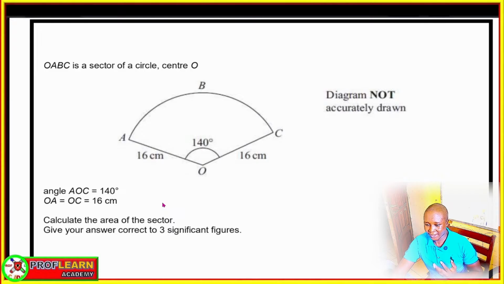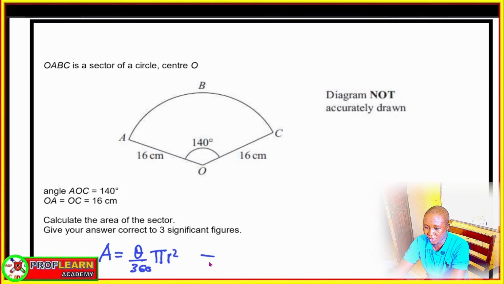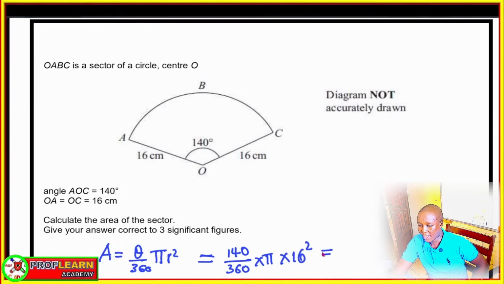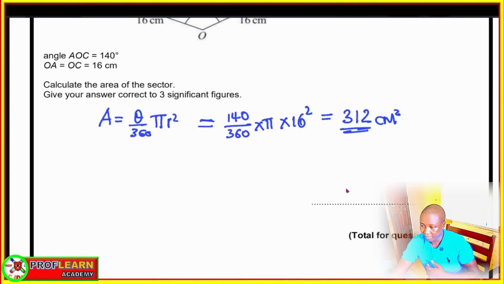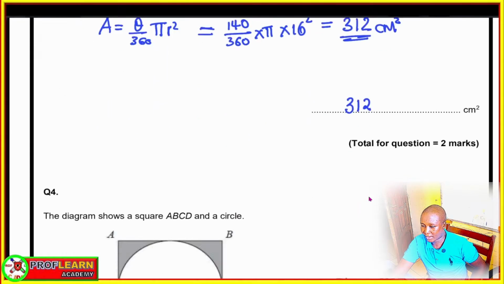Now, proceeding and changing gear to sectors. You may be given a sector like this and told to find the area of the sector. Something that you need to remember is that the area of a sector is given by theta over 360 times pi r squared. So our theta is the angle that is given here, 140, over 360, times pi times 16 squared, where 16 is the radius. If we put this in our calculator, that is 312 centimeters squared. We transfer it here.